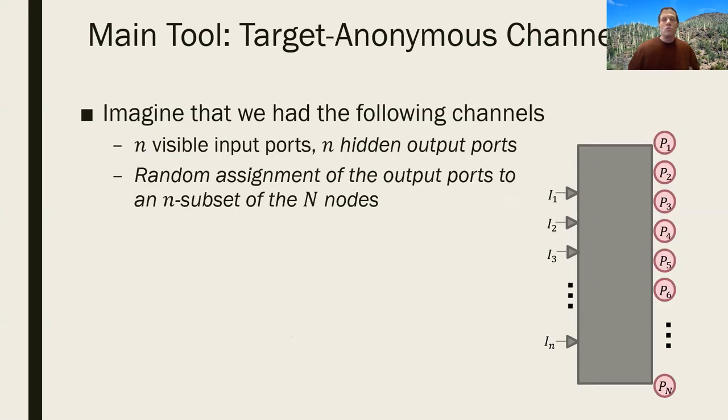The main tool that we use in order to deal with that challenge is this concept of a target anonymous channel. So imagine that we had this communication infrastructure that has these channels. There are N visible ports that anybody can send a message on, and N hidden output ports corresponding to them, and then a random assignment of the output ports to some subset of the big N nodes.